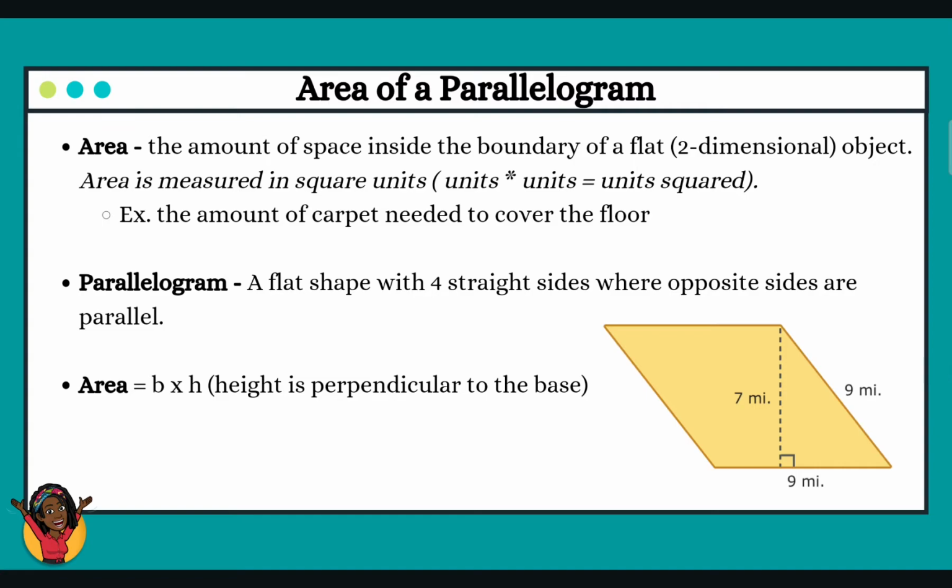Area is the amount of space inside the boundary of a flat two-dimensional object. Area is going to be measured in squared units. The amount of carpet needed to cover a floor is one example of how we would use area.